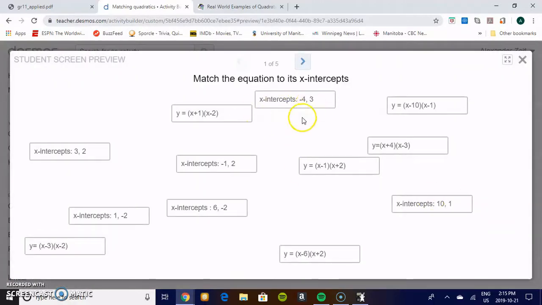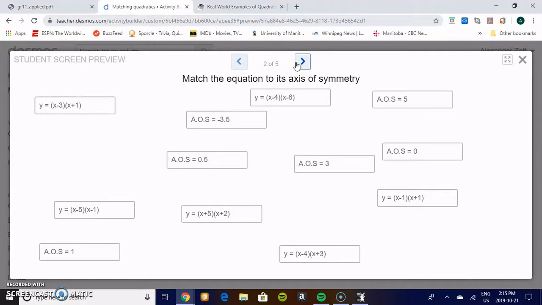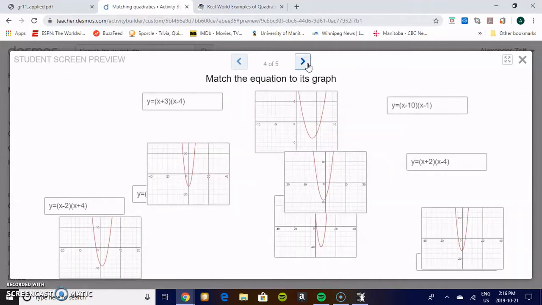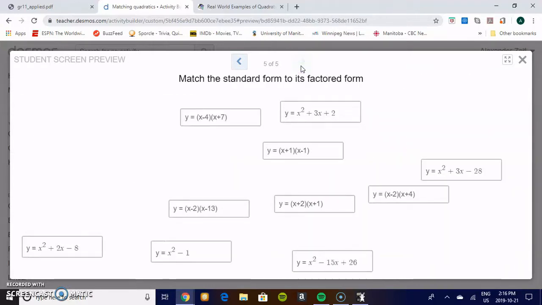There are things like this is what I made, matching x-intercepts to their equations, matching to the axis of symmetry, matching axis of symmetry and vertex, matching equations with their graphs, matching between standard form and factored form. And again, these are just samples of things that I've created, but there are so many different tools that you can use to make your own activities.